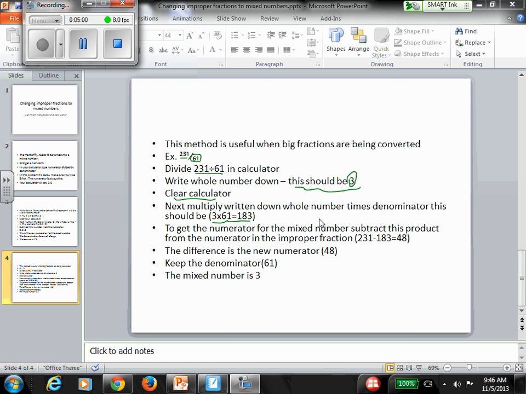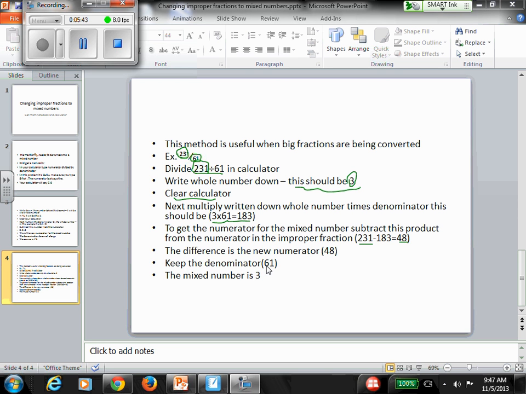Now, the next thing we have to do to get our numerator for the mixed number is subtract the product of 3 times 61, which equals 183, from the numerator in the improper fraction. Here's our improper fraction up here. Numerator, right there. So here's my 231 that I jot down. I'm going to subtract this product, 183, from that numerator. And I get 48. The difference is our new numerator, meaning our numerator in our mixed number.